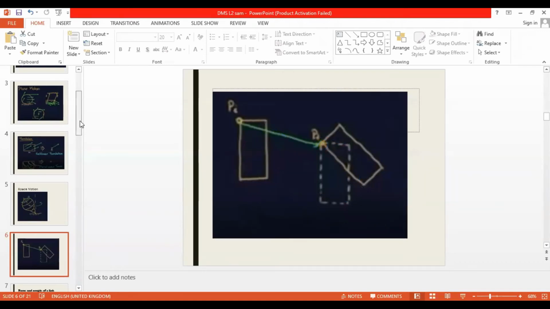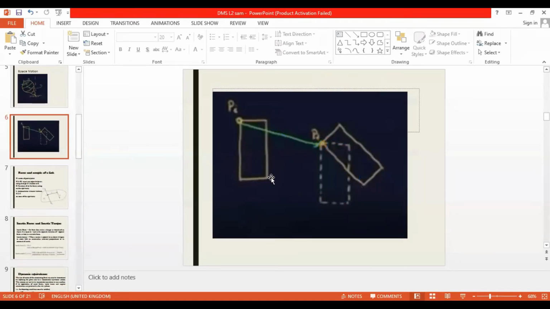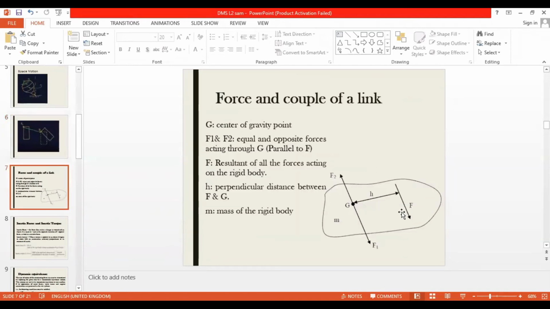So now we will see what is the effect of what I have shown here on the motion of the body, right? Force and couple of a link. So you take any arbitrary body. Say this is your body, right? A force is acting on that. Okay, a force is acting on that.